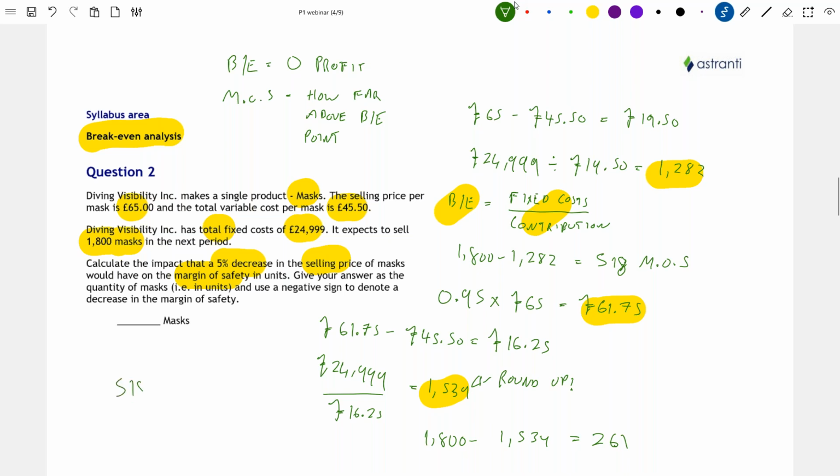So our margin of safety was originally 518, it's now 261. So that is a fall in the margin of safety of 257 masks. I'm really sorry about the confusion. I've confused myself. But the point is, contribution has fallen, the number of masks required to break even has risen, and therefore the break-even point compared to our expected sales is now closer, and it is 257 masks closer.